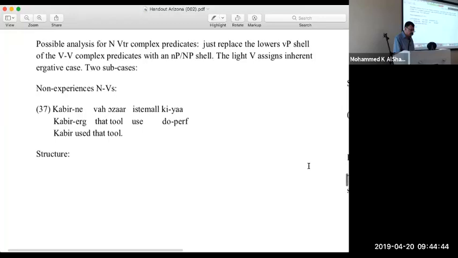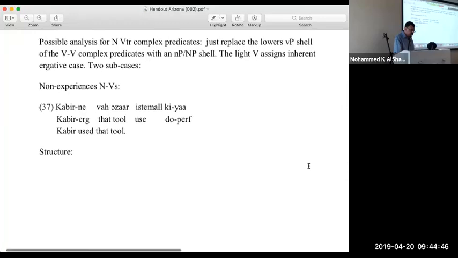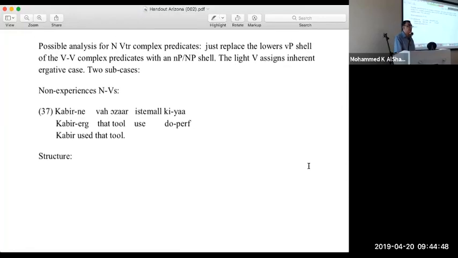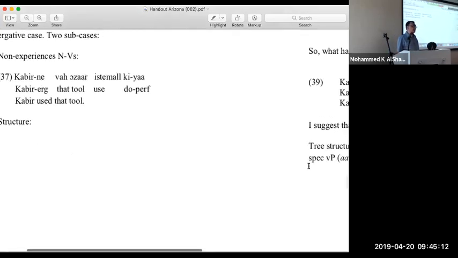It's borrowed, right? Some people can probably see it. So Kabir ne veh auzar istemal kiya. Kabir used that tool, and you get an ergative subject because of do, which takes an ergative subject. It is not an exceptional verb. And I'm suggesting that the tree that follows 37 is the structure, which basically mimics the structure that I gave earlier, except for the fact that the inner shell, the lower shell, is now an NP.